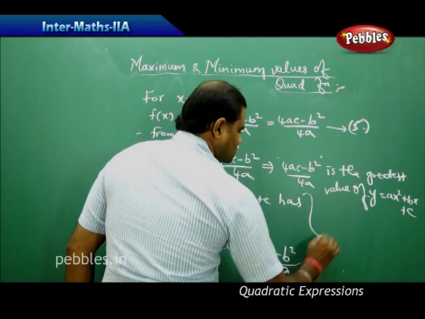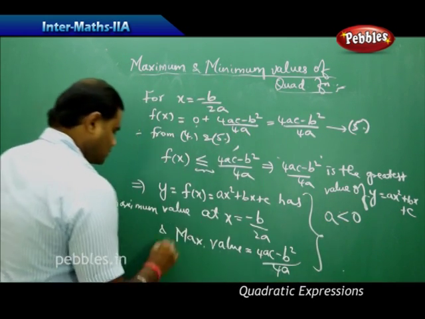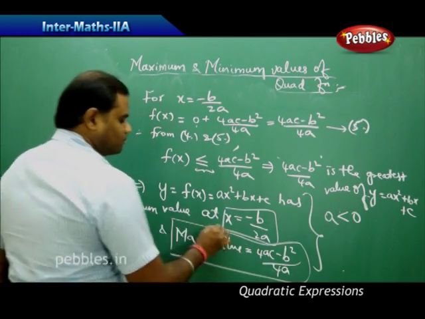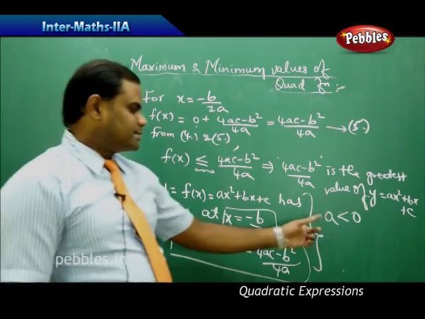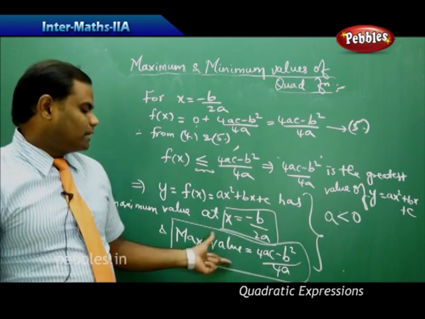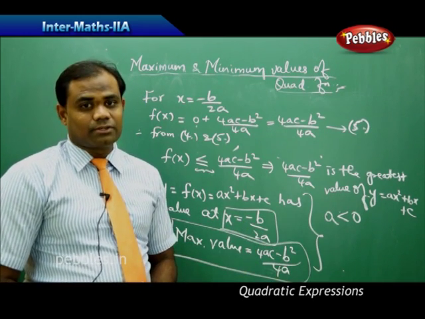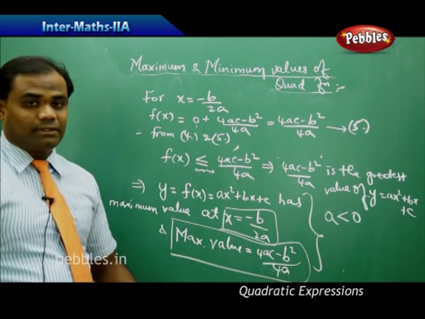Now this is when a is less than 0, and this is how we understand the concept of maximum and minimum connected with the sign of a. When a is less than 0, I get a maximum value, which is this, a maximum at this. And when a is greater than 0, I get a minimum value, and then a minimum at this.